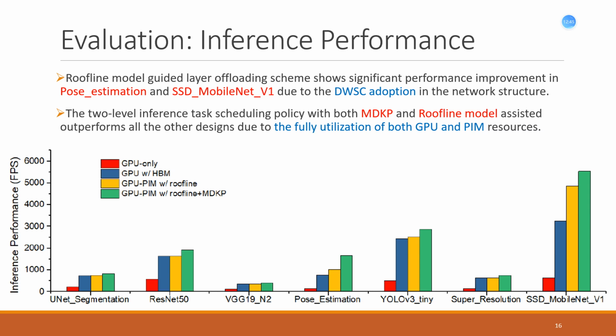GPU-PIM hybrid architecture. For the other CNN networks, our two-level inference task scheduling policy, with both MDKP and roofline model assistance, outperforms all the other designs, as the green bar shows, because the MDKP model helps us to exploit further potential of GPU and PCU cores, making full utilization of both the GPU and PIM resources.